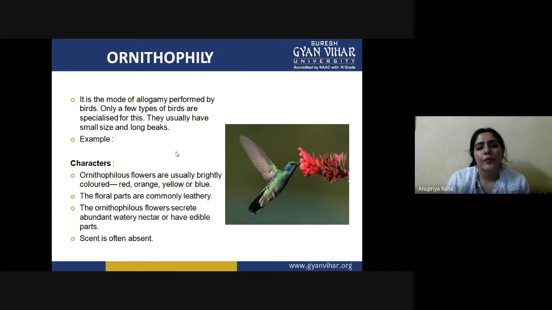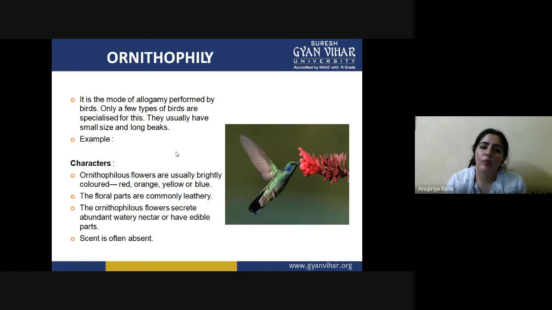Next is ornithophily. So ornithophily is all about birds. When the transportation of pollen from one place to another place is done by birds, that is called ornithophily. So you can say it is a mode of allogamy performed by birds.